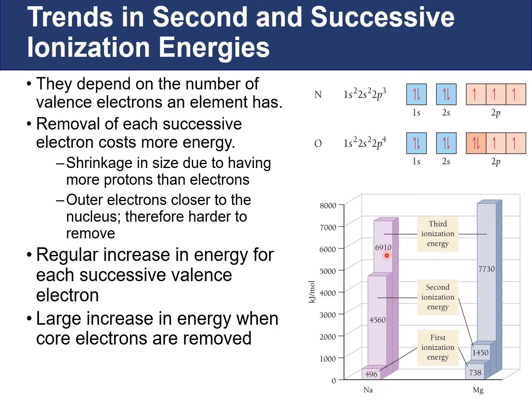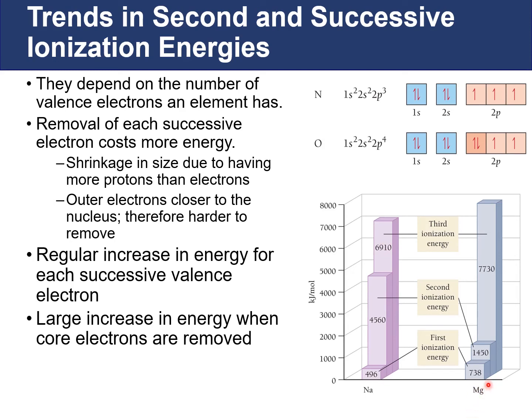The third electron will always require more than the second, but the jump going from first to second is more than going from the second to the third. There's a difference of about 4,000 kilojoules per mole in the first ionization energy versus the second, whereas going from the second to the third, the difference is only about 2,400 for the difference in energy between the second ionization and the third.